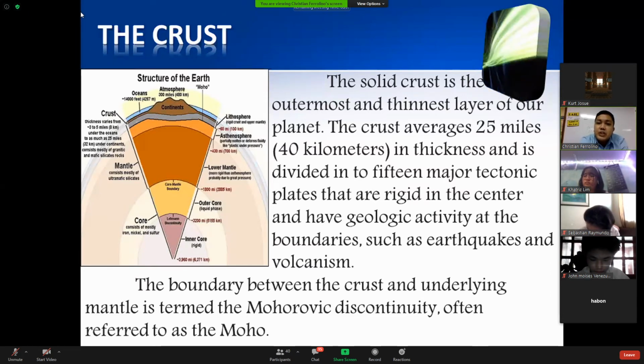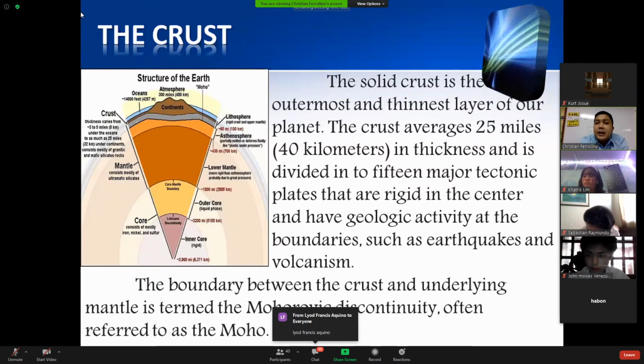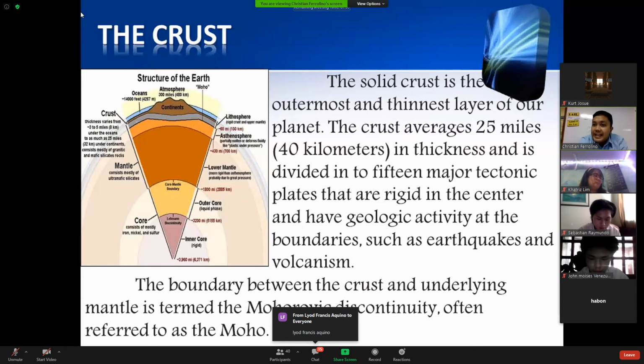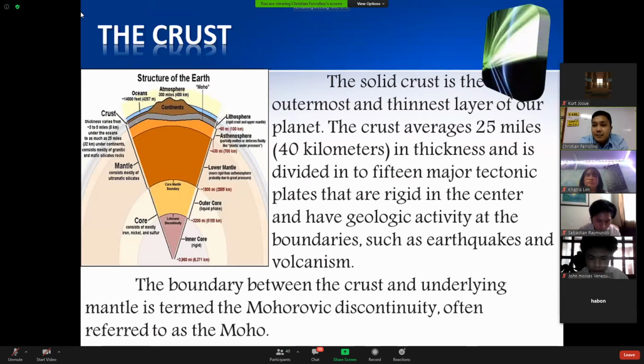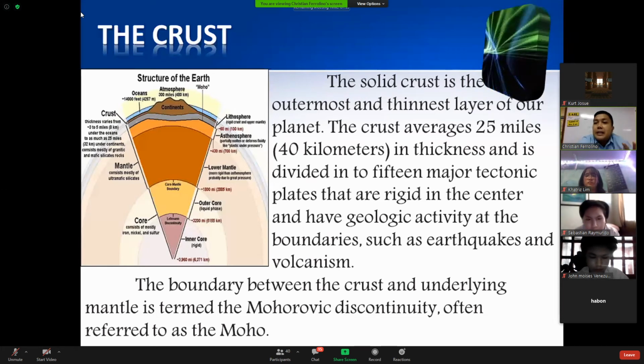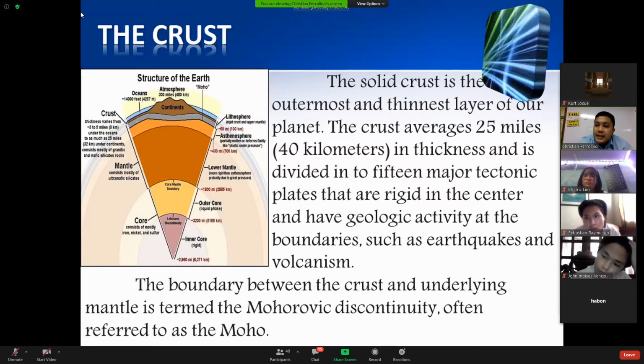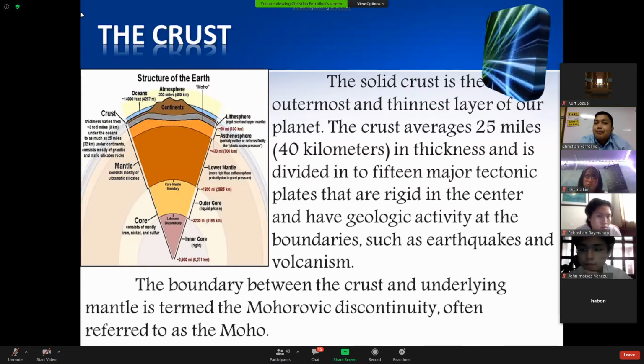Yung 15 major tectonic plates na yan, guys, or class, basically yan yung mga malalaki. Siyempre, meron din tayong tinatawag na minor plates, or minor tectonic plates. Ito naman yung mga maliliit. Parang pag nagbasag kayo ng hard-boiled egg, pag na-crack niyo siya, may makikita kayong malaking part ng pagkabasag, tapos meron naman kayong makikitang maliit.